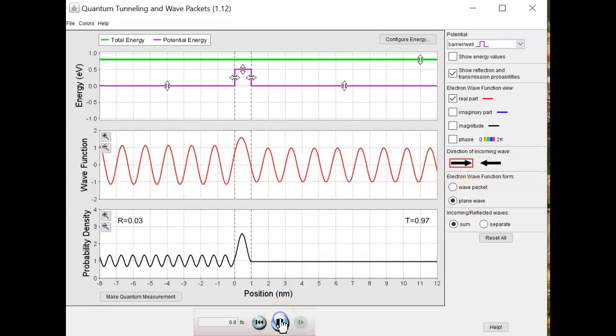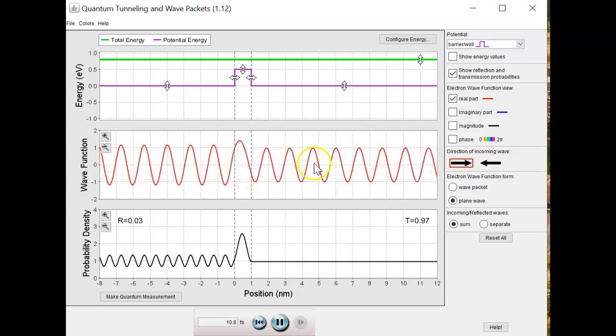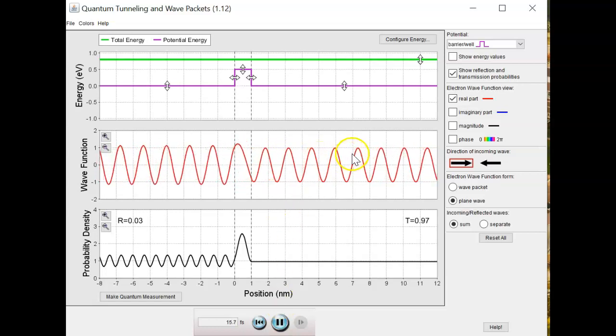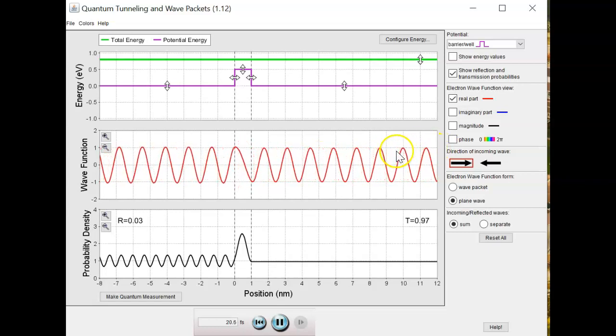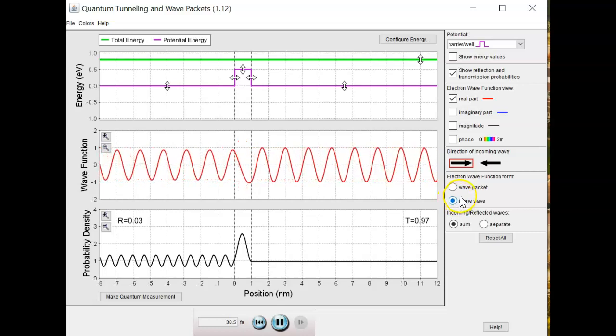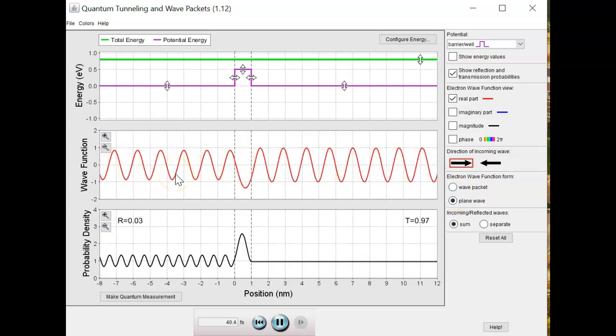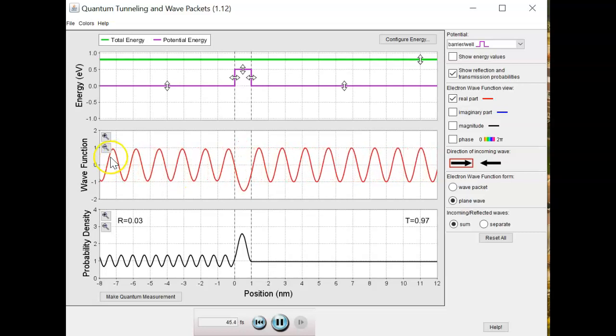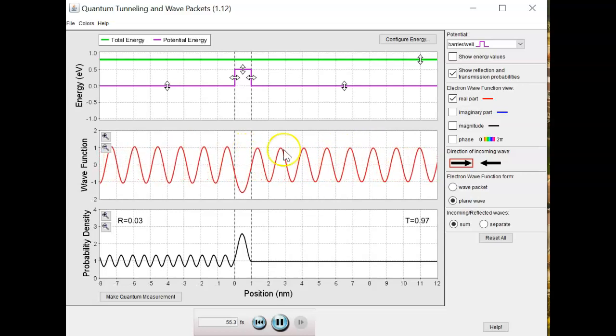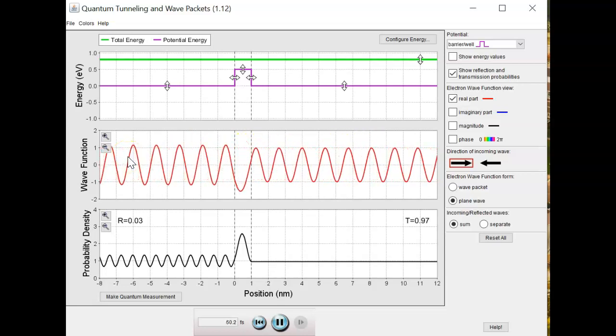So the first question is whether it is a standing wave or a traveling wave. The key is that you can see over here, it is traveling to the right. So this would be a traveling wave, which is what a plane wave is. Notice that here you do in fact have the amplitude increasing and decreasing. That's due to reflection. But fundamentally, this would be a traveling wave to the right, which then is partially reflected.